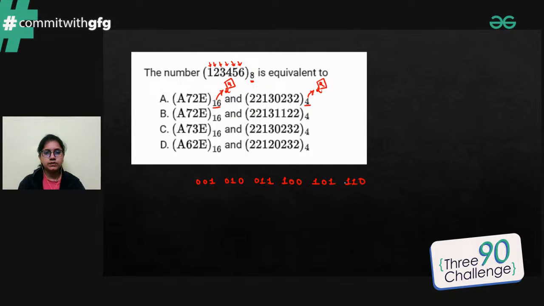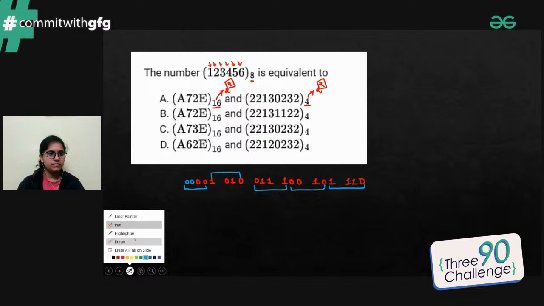So 1, 2, 3, 4. This is one group. 1, 2, 3, 4. This is the other group. 1, 2, 3, 4. Okay. And 1, 2, 3, 4. And here the values are left, so we can add 0, 0 here. Okay. Now let's get the values.